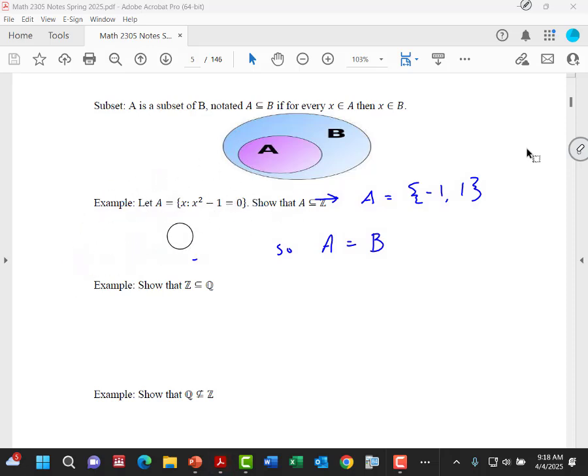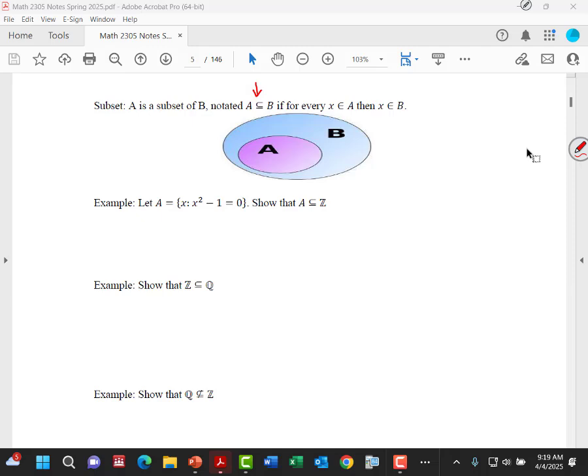A is a subset of B, and I use this subset notation. I read this as A is a subset of B if for every x in A, then x is also in B. And so as a picture, everything in A is also in B. So it's almost as if set B contains all of the elements that are in set A.